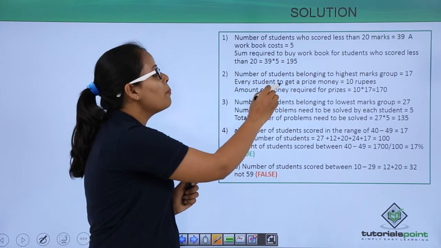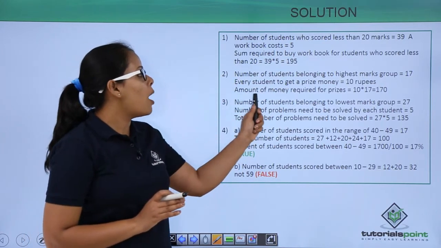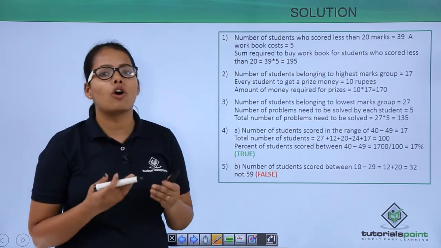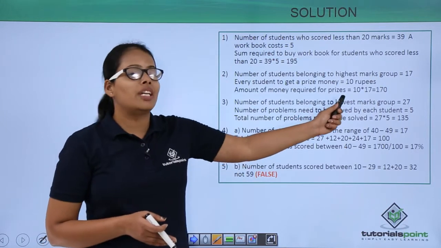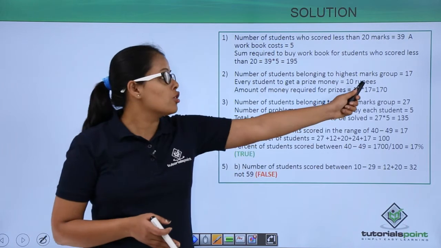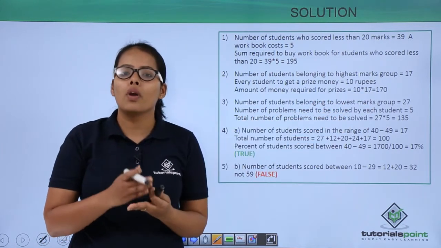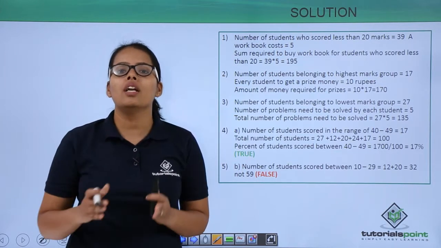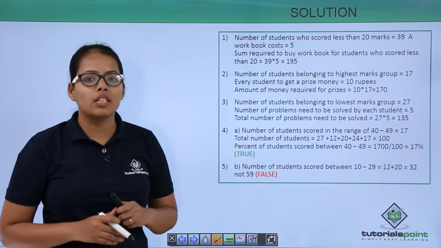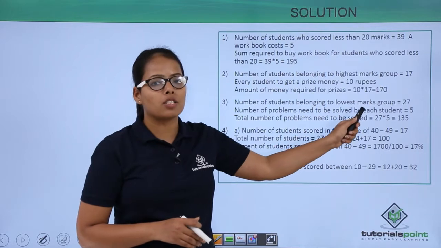Every student gets a prize money of 10 rupees, this has been mentioned in the question. Now the amount of money required to buy the prizes is equal to 10 into 17 because one prize costs 10 rupees. So 17 prizes will cost 170 because you will be distributing each prize to each of the students lying in the highest marks group. Now, to answer the third problem, where number of students belonging to the lowest marks group.